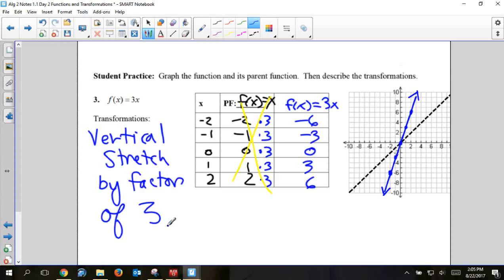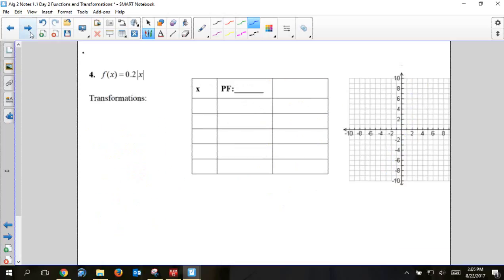All right, the last graphing one. We've got f of x equals 0.2 times the absolute value of x. So first thing, we need to figure out what family this belongs to. Absolute value, right. So it belongs to absolute value. We're going to go get the parent function for the absolute value points.